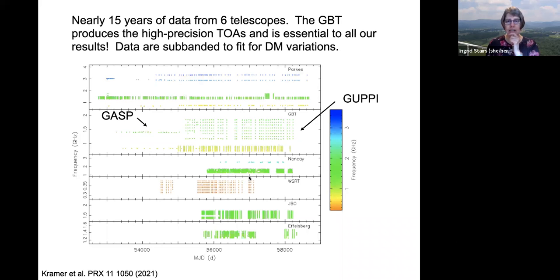And we've brought in data from all kinds of other telescopes: Nançay, Westerbork, Jodrell, Effelsberg. Some of them only got going once they installed their own big coherent dedispersion wideband machines, but they've all contributed to the data set. And you'll notice that we have many subbands of the GBT data. This is to help us fit for variations in the dispersion measure. And that's also done at the lower frequencies at other telescopes as well.